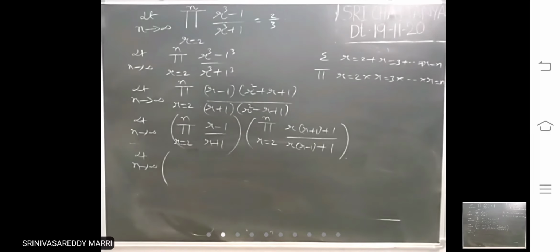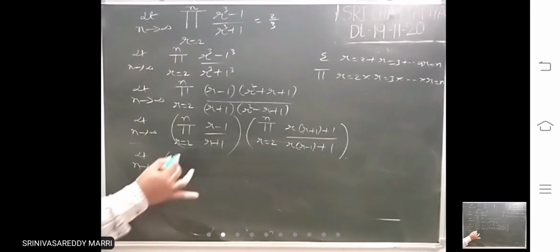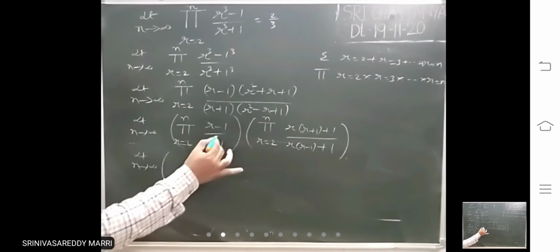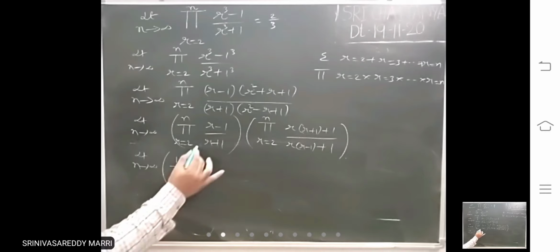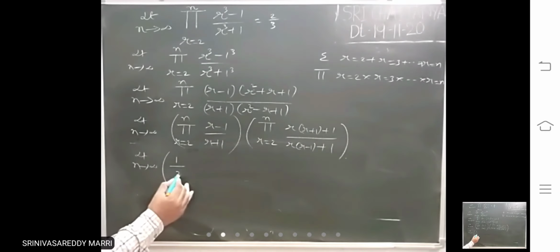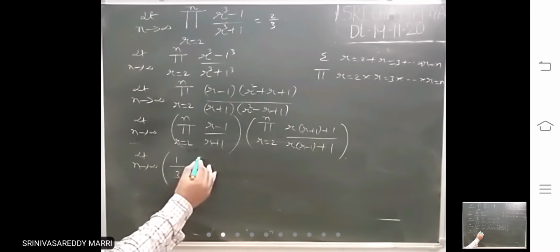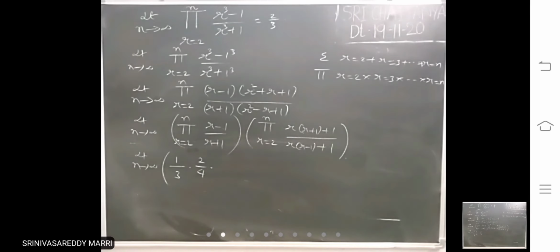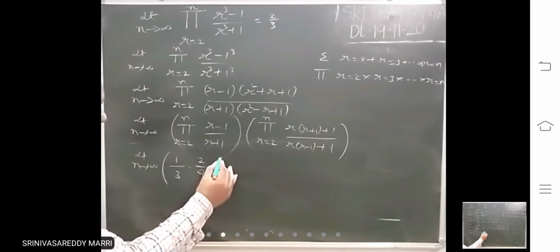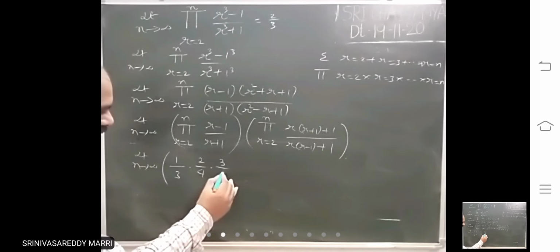Now in this I am substituting from 2 to n. Look at r equal to 2: 2 minus 1 divided by 2 plus 1, that means 1 divided by 3, into. Next 3: 2 divided by 4. So 4: 3 divided by 5.